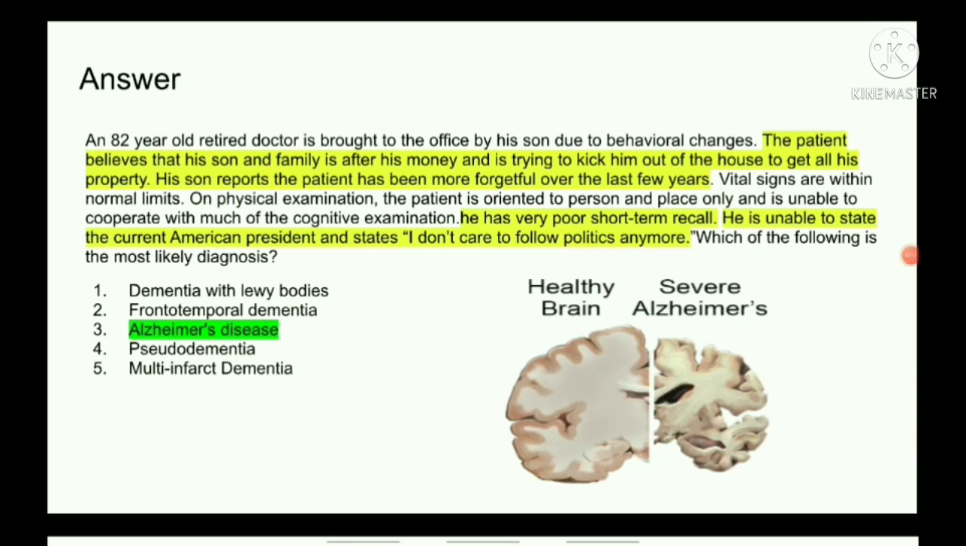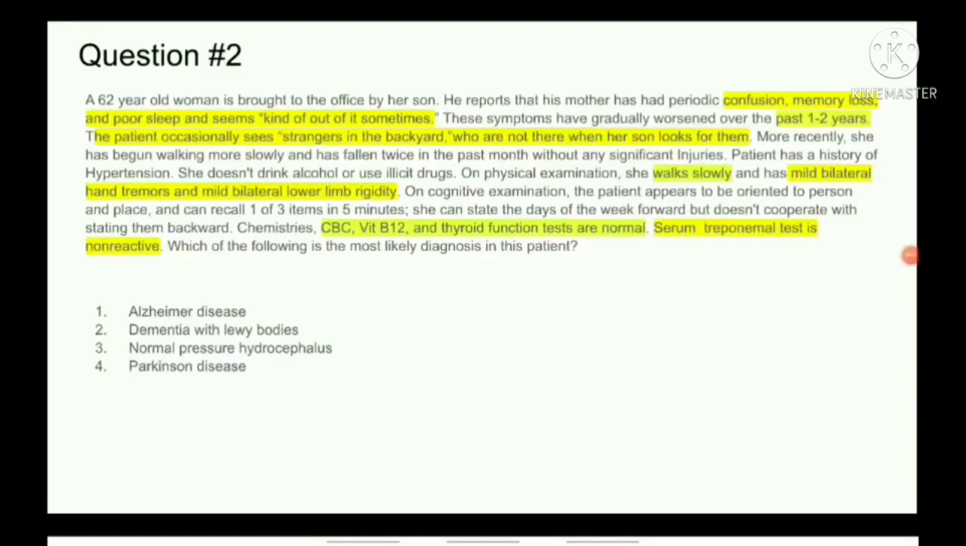Option 4, pseudo dementia, is wrong because in this question stem, patient does not have depression or signs of depression or any medications like SSRIs. Fifth option, multi-infarct dementia, a type of vascular dementia, would be highly unlikely because there is no medical history of stroke or history of uncontrolled hypertension.